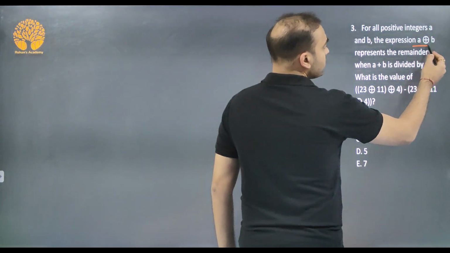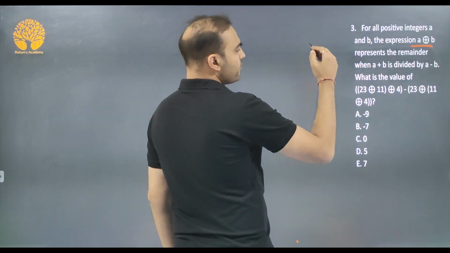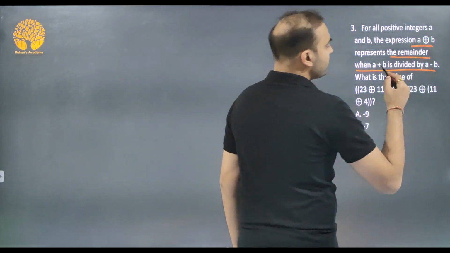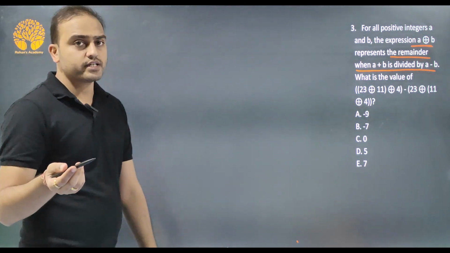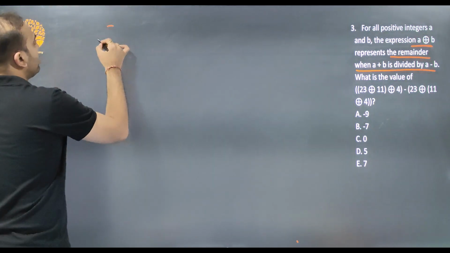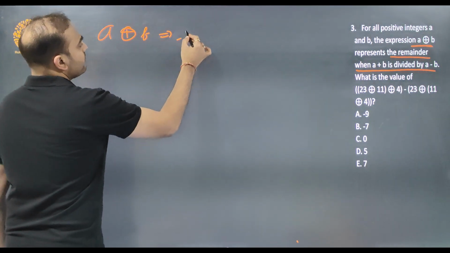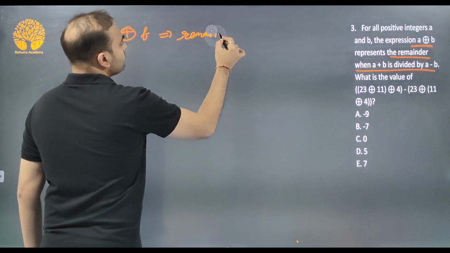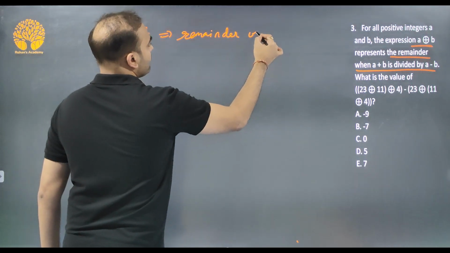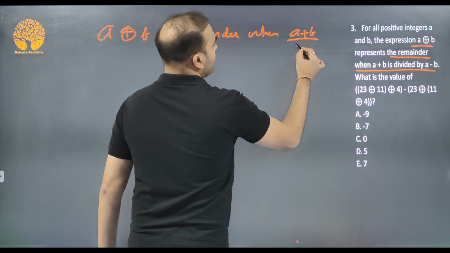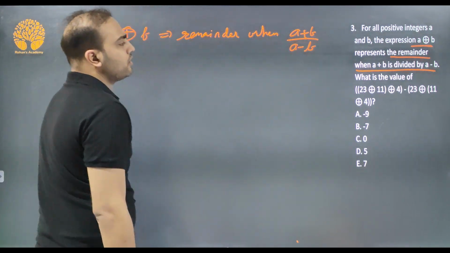So we have an expression, right? Whatever it is, it represents the remainder when a plus b is divided by a minus b. So we have a definition given here, right? What is it? A and this b is the remainder when a plus b is divided by a minus b.